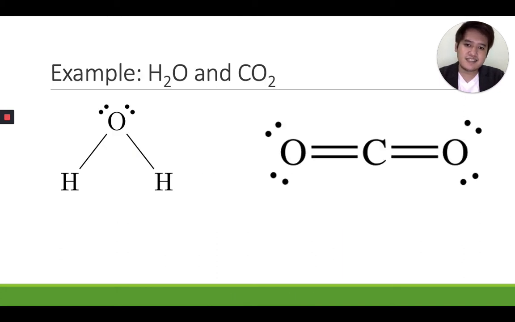So here is an example of the LEDs of water and carbon dioxide. You might have noticed that water is not written linearly, just like we usually do in LEDs. The correct way of writing it is this one. It's actually bent, and we'll know later on why it's bent. While for carbon dioxide, you do not see any non-bonding pairs of electrons on the central atom, so it will retain its linear shape.